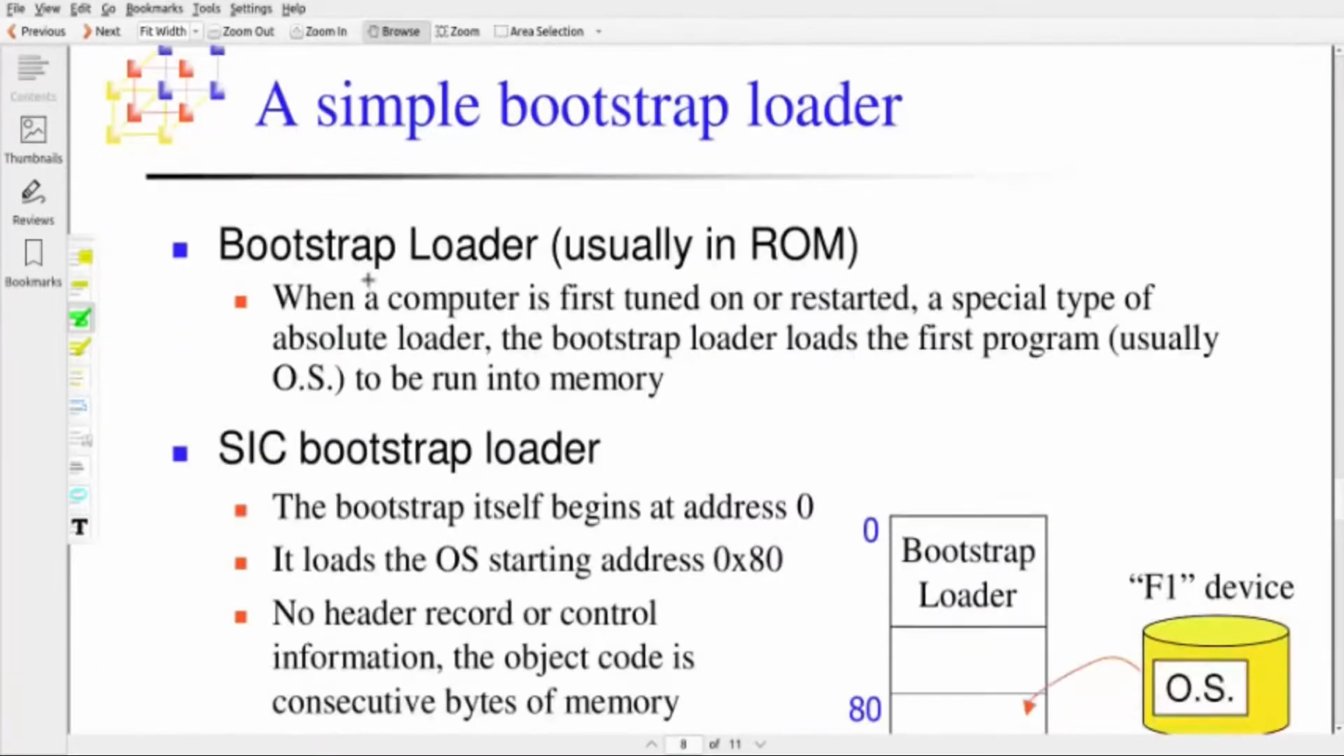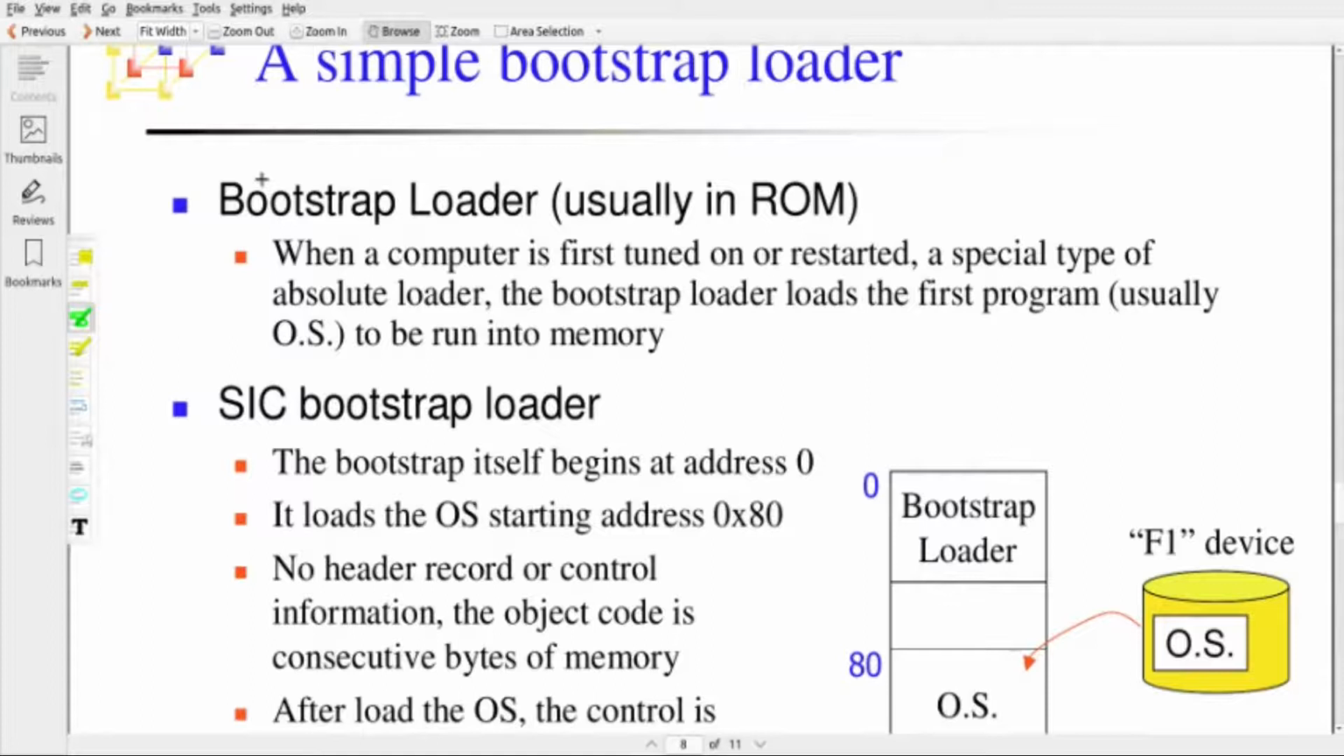Then the next basic function of a loader is bootstrap loading. A bootstrap loader is also an absolute loader. It's a special type of loader which will load the loader of an operating system. So we can see that this absolute loader is present in the ROM of the computer. That means our BIOS or EEPROM, etc.